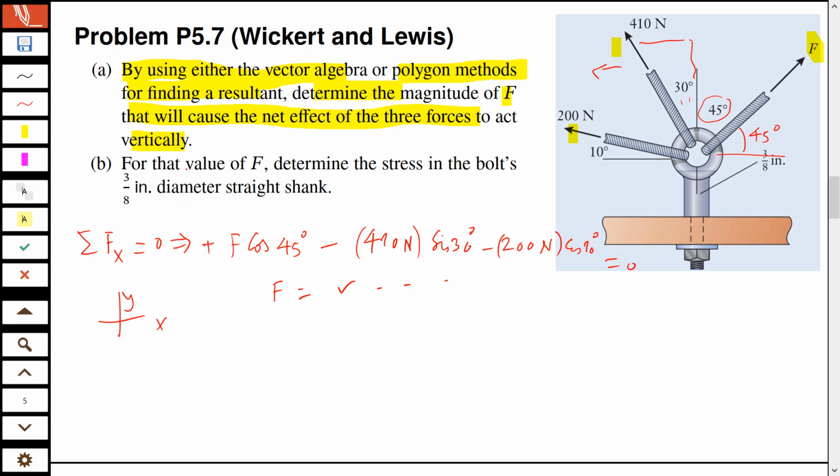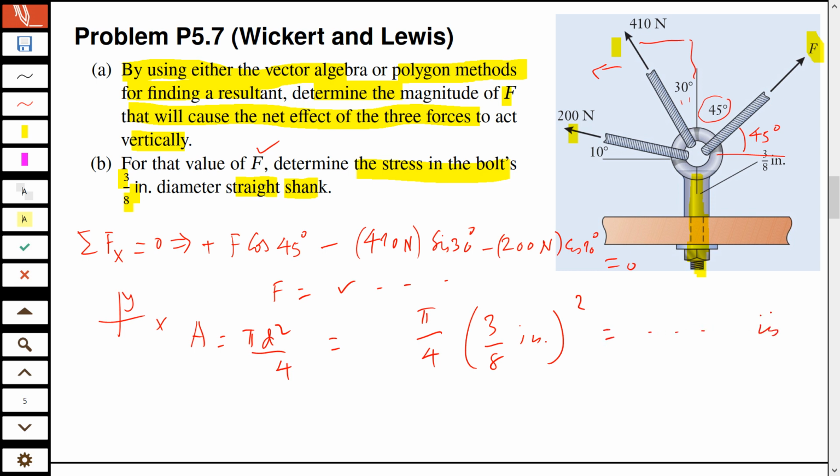Okay, for that value of F, let's assume you have worked that out. Determine the stress in the bolt's 3/8 inch diameter straight shank. This is the straight shank, yeah? And the bolt is this, right? Okay? So that is actually a cylindrical shape, and it's the cross section, yeah? So the cross sectional area definitely is, you know, pi d squared over 4, yeah? And you know that pi over 4 times 3/8, yeah, inch squared. You work that out. This will give you something in inch squared.